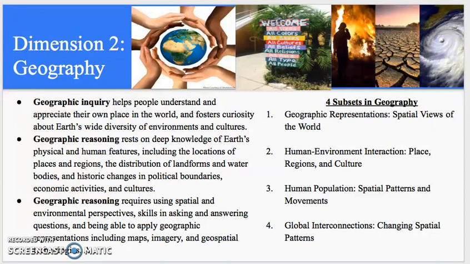The next one will be human population, spatial patterns and movements. So telling students about, like, why do we have this amount of people living here in California? Why do most people want to migrate to the West or the Sunbelt states? The next one will be global interconnections, changing spatial patterns. So this is dealing with climate change and, like, when there are earthquakes, hurricanes, why do we get certain aid or don't get certain aid? So just having your students become aware of all these geographical changes.